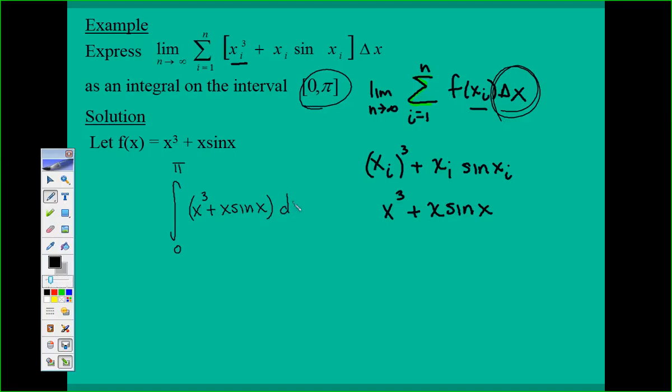That becomes dx in our integral. That represents infinitely small widths of these rectangles, or our subintervals are infinitely small. So this would be our integral on the interval 0 to pi for this function, and we'd be finding the area under the curve.